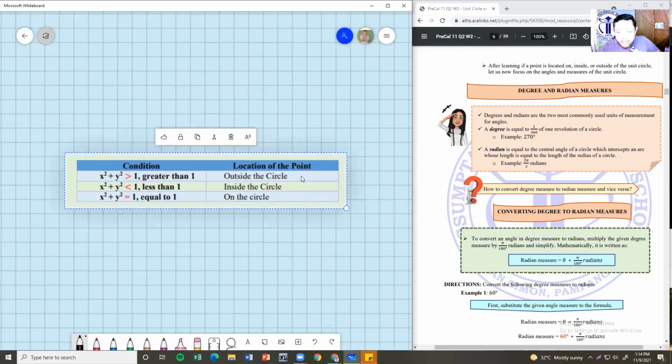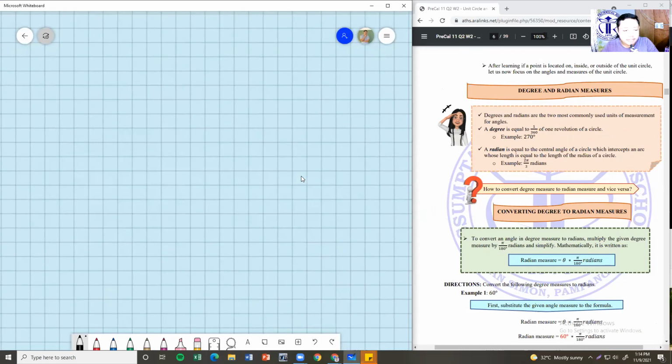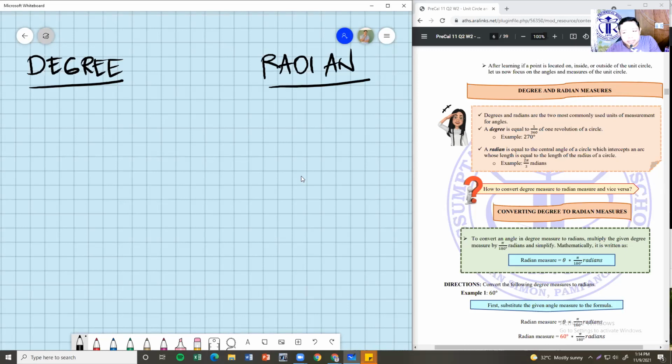So when we say we have two types of measurements here, we have the degree and we have the radian measures. The degree measures are just the same as the degrees that we all know about angles. We are very much familiar with this. We have different degree measurements, depending on the opening of your angle.